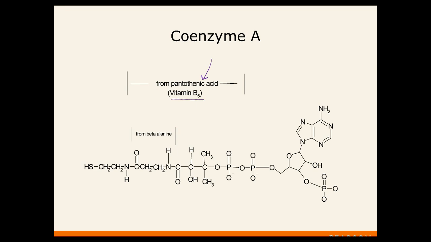It's going to get abbreviated a lot of times like this, just CoA, or it's going to focus on this part, the sulfur part. You see that? So be aware that when it's abbreviated like that, it's just trying to abbreviate this last part, which is the sulfur part, which is the reactive part of this.